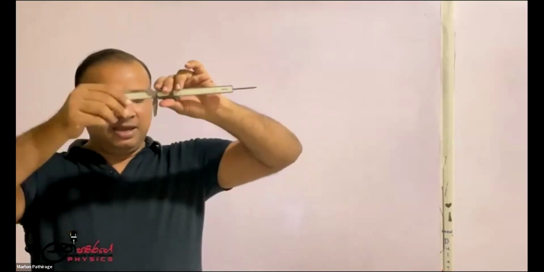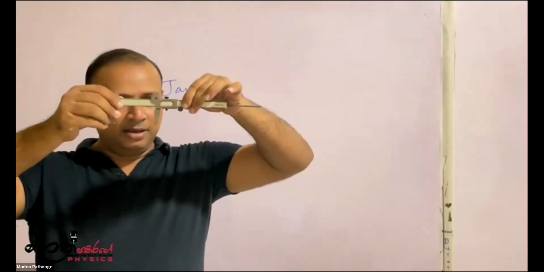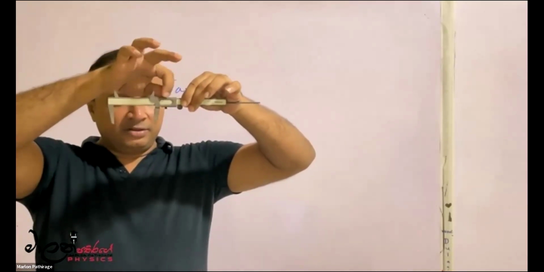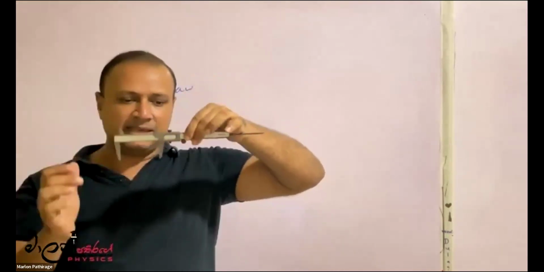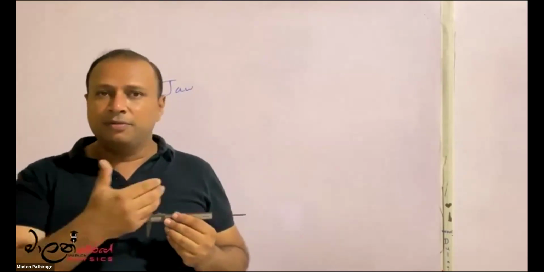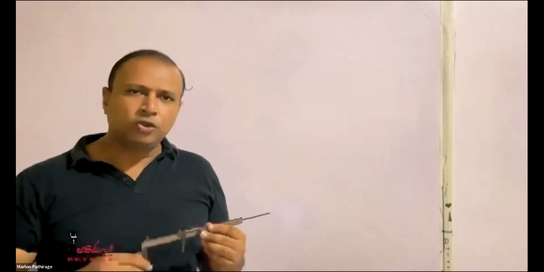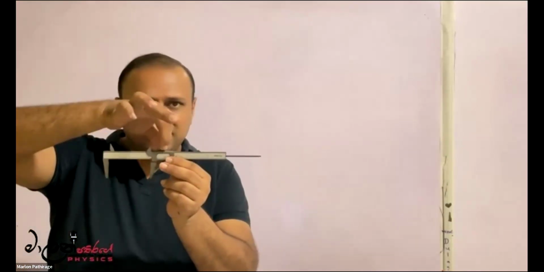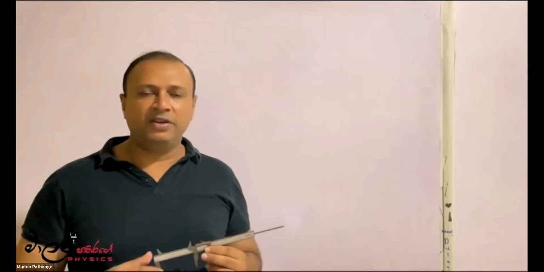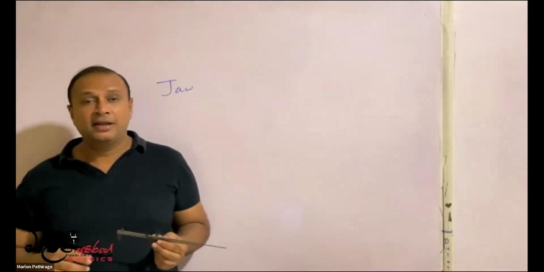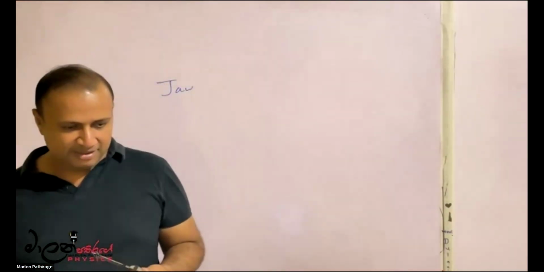Look at this one. If you slide the vernier scale, then you can tighten that one. Once you slide the vernier scale, it can be moved here and there. To avoid that, we can tighten the vernier scale before taking the reading. Then we can take the reading, and it prevents the motion.